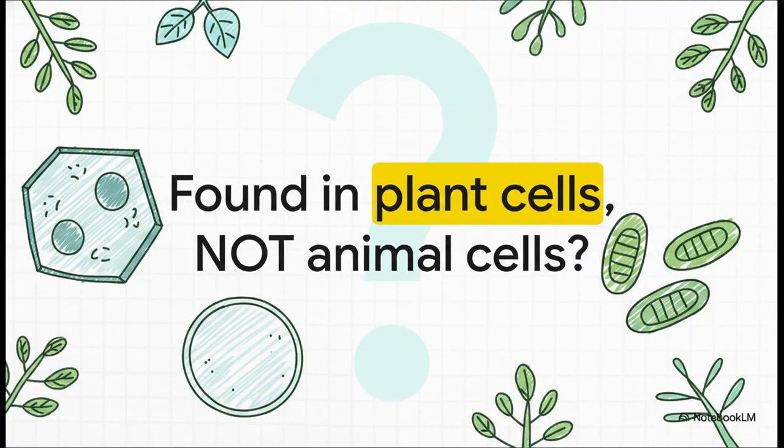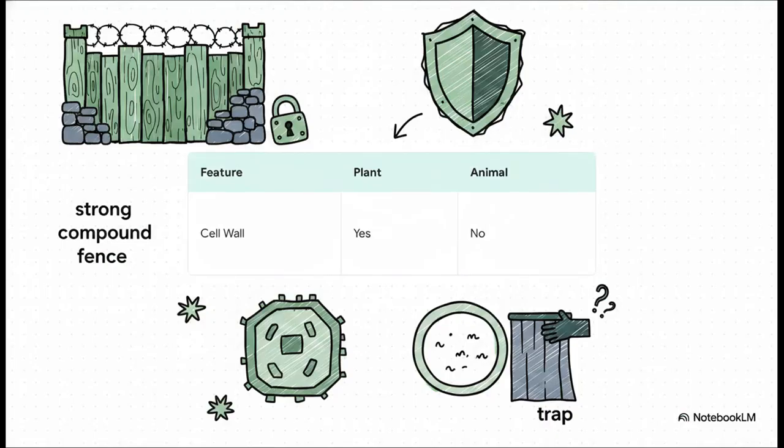Okay, question 4. What structure is found in plant cells, but definitely not in animal cells? Any ideas? Go, Bez! The cell wall is your strong compound fence. Examiners use membrane to trick you, so watch out.